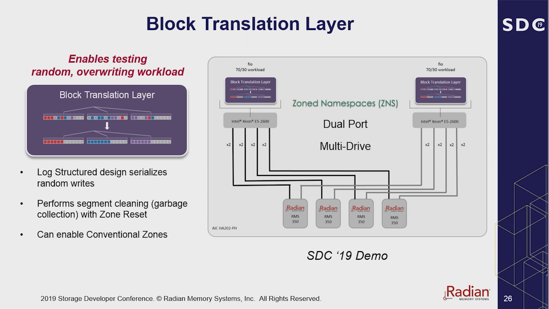And as you can see in the diagram on the right, we're using the block translation layer in this test configuration where we're running two instances of it, one on each of the system's two x86 CPUs, each under FIO in a 7030 workload. And each of the two block translation layers are accessing the same 4 zoned SSDs that are operating in a dual port mode. This configuration is being demoed live over at our exhibit, so if you get a chance, you should check it out.